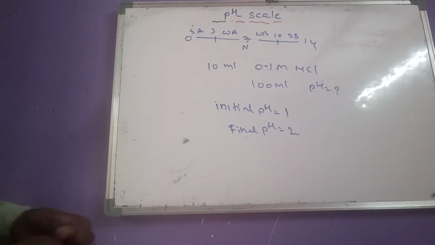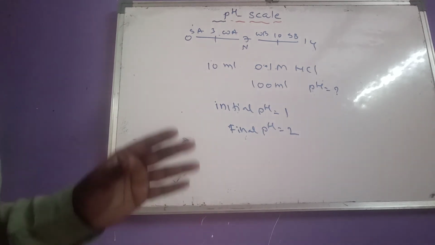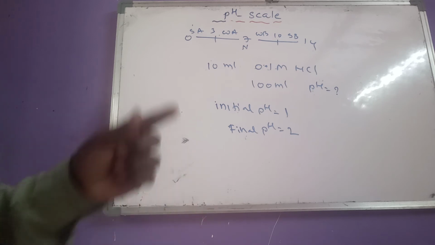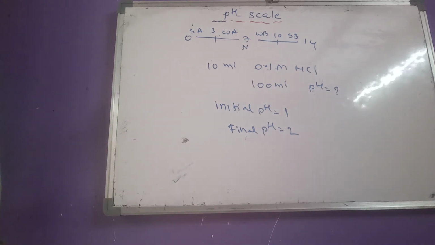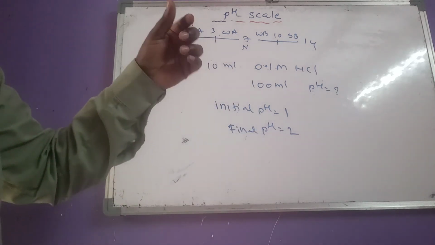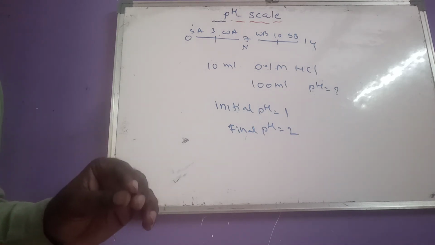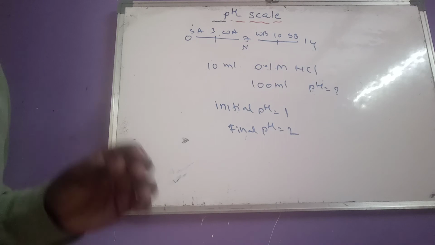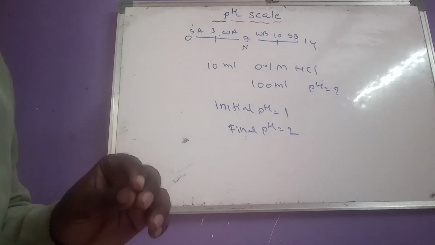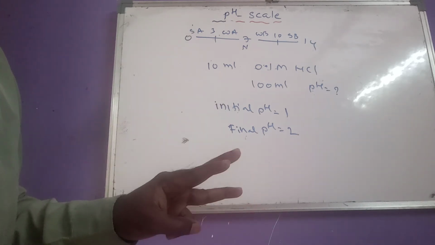And similarly, if you come to a base, in contrast to this, if a base is diluted by 10 times, its pH decreases by 1 unit. Here, for acids, the pH increases by 1 unit, but in case of bases it decreases by 1 unit. If a base is diluted by 100 times, pH value decreases by 2 units. If a base is diluted by 1000 times, pH value decreases by 3 units.